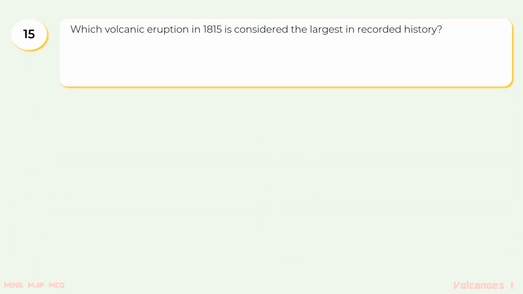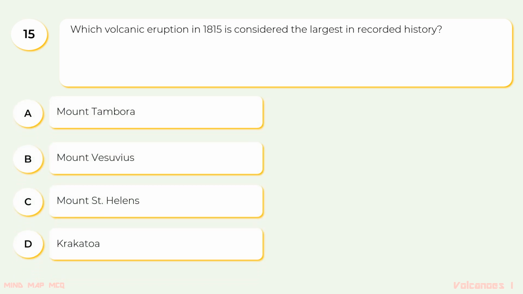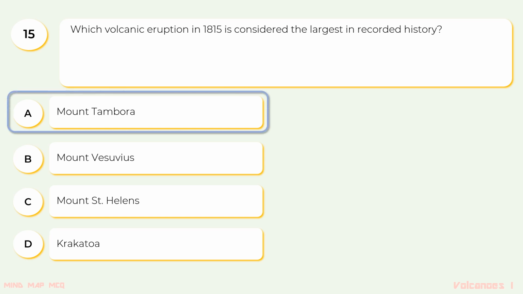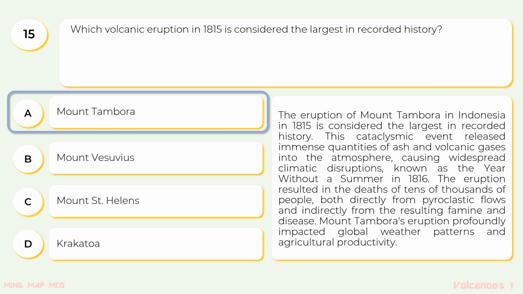15. Which volcanic eruption in 1815 is considered the largest in recorded history? The options are A. Mount Tambora, B. Mount Vesuvius, C. Mount St. Helens, or D. Krakatoa. The correct option is A. Mount Tambora. The eruption of Mount Tambora in Indonesia in 1815 is considered the largest in recorded history.